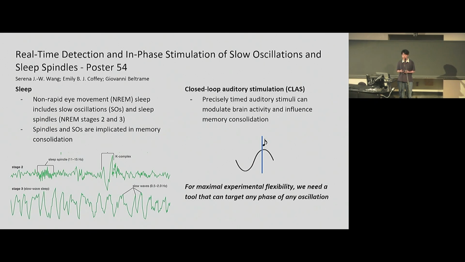We are particularly interested in two types of wave. One is the sleep spindle, which happens in non-REM stage 2 and has a relatively fast frequency. Another is slow oscillation, which is the hallmark of slow wave sleep, which we also call deep sleep. As the name implies, it is slower with a larger amplitude.